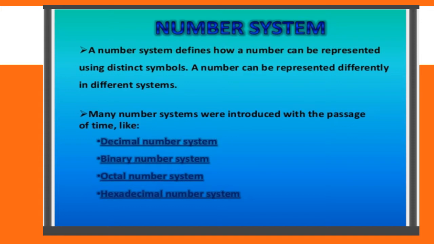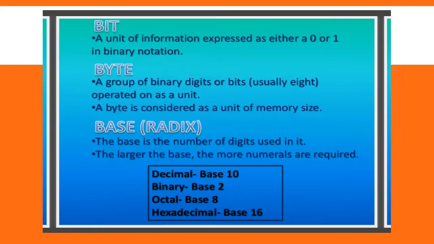A number system defines how a number can be represented using distinct symbols. A number can be represented differently in different systems. Let us see what is bit, byte, base in number system. Let's start with bit. Bit, a unit of information expressed as either a 0 or 1 in binary notation.